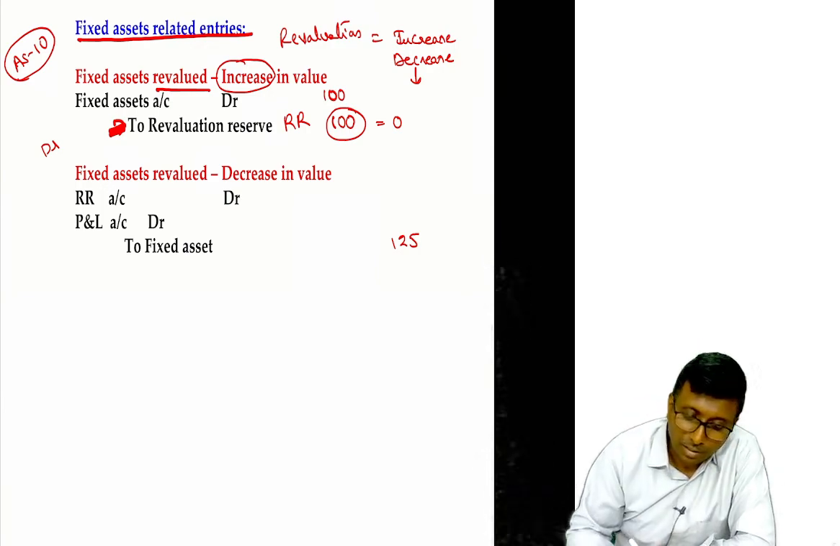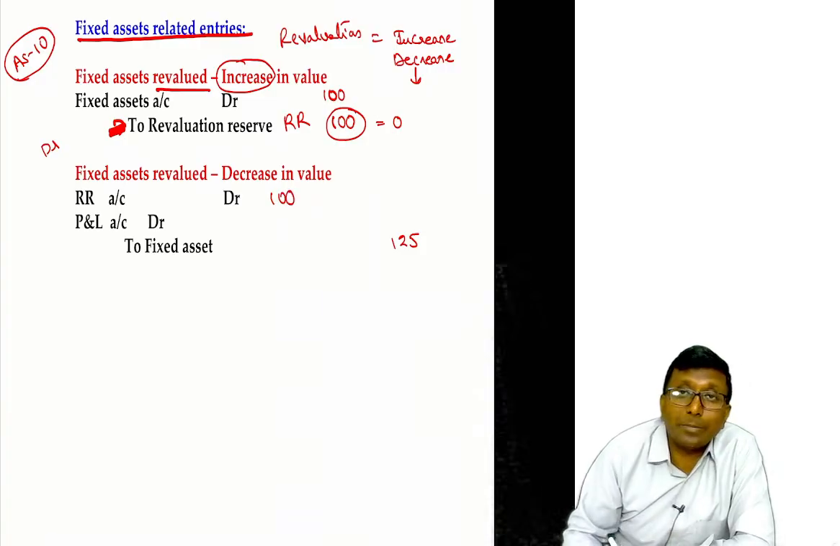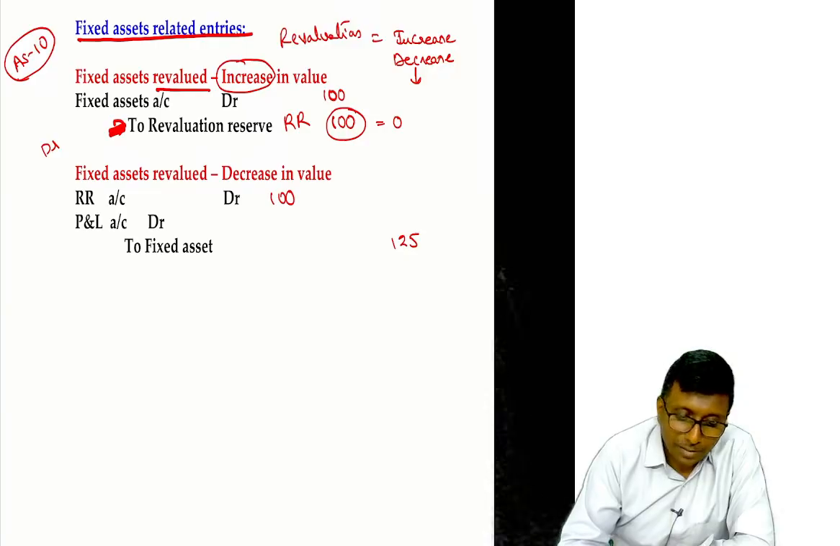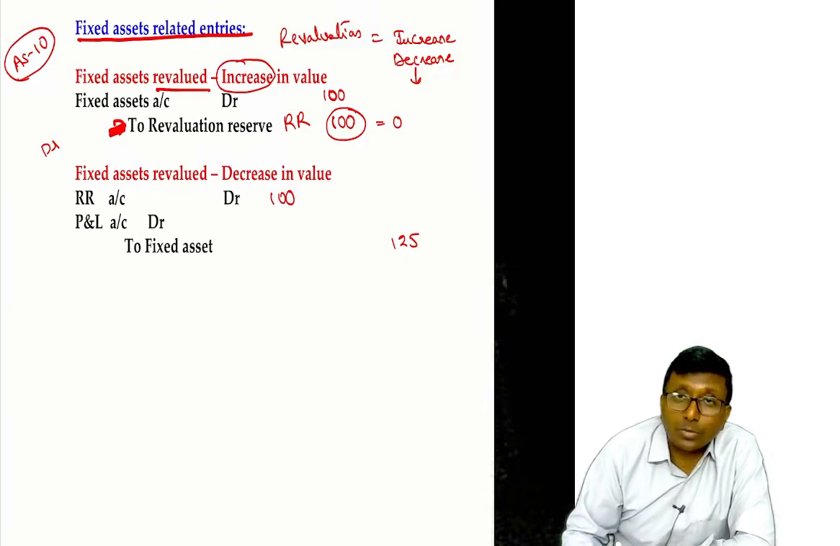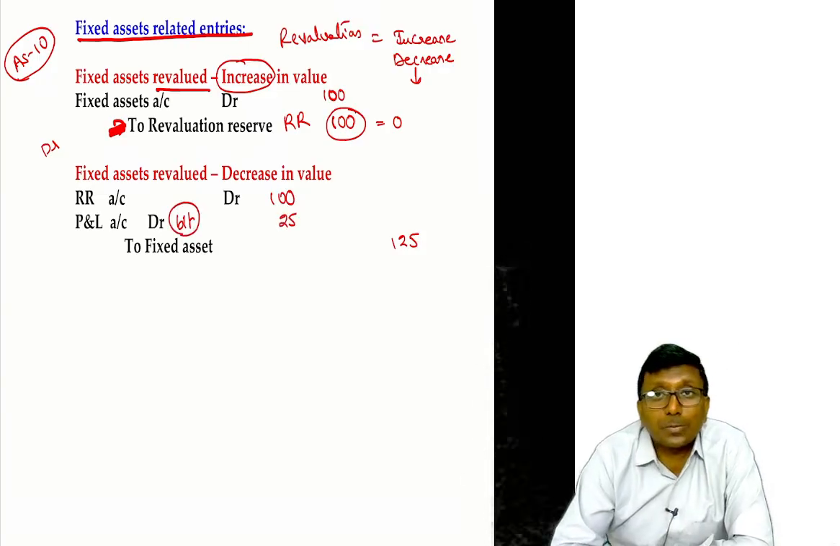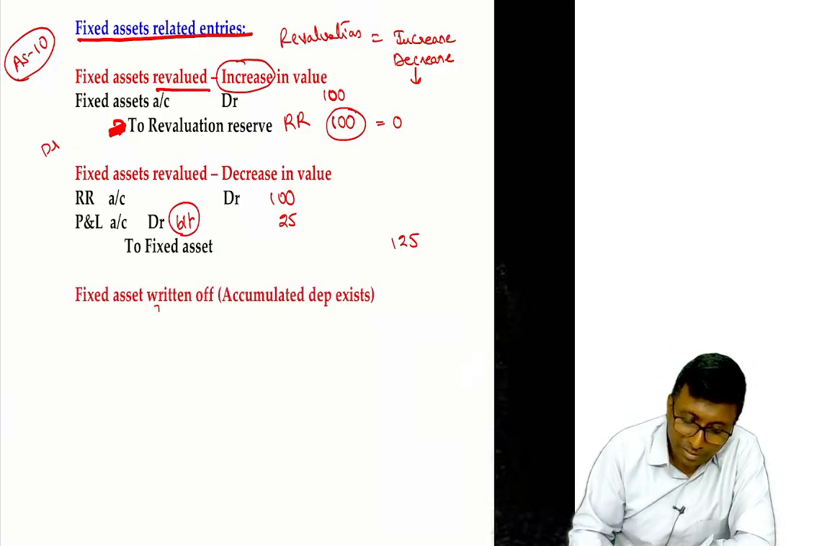So revaluation reserve, how much is there? 100 is there, so to that extent I am debiting. By debiting this, you are obviously clearing it. Then the P&L account. How much? The P&L account is nothing but the balancing figure. The balancing figure of 25 rupees is charged off to the P&L account. Clear, guys? Perfect.